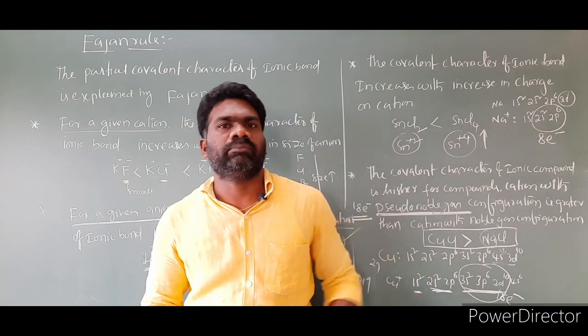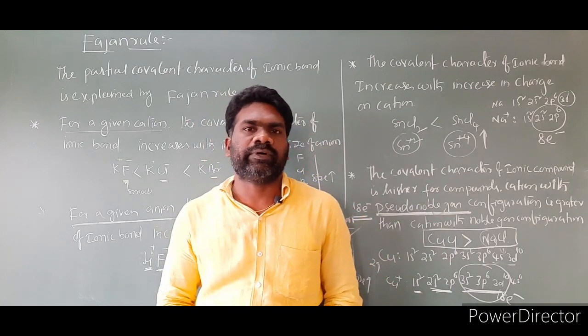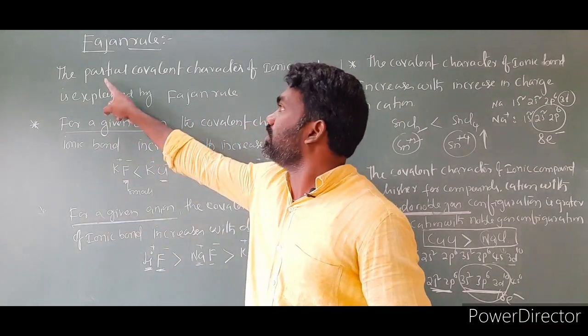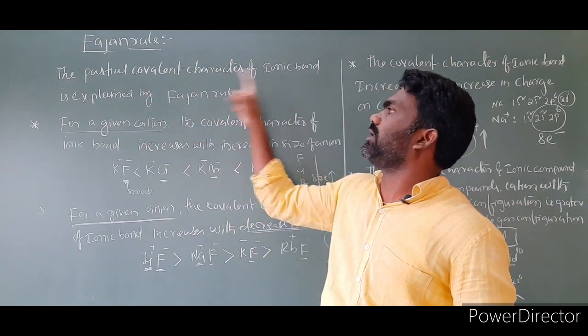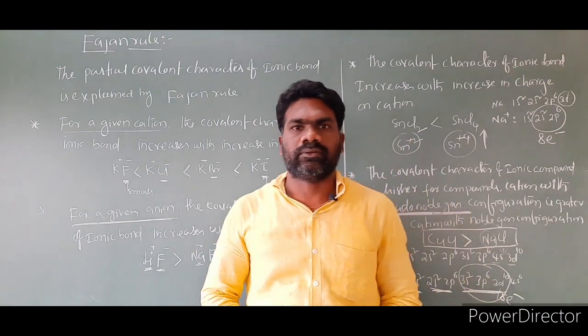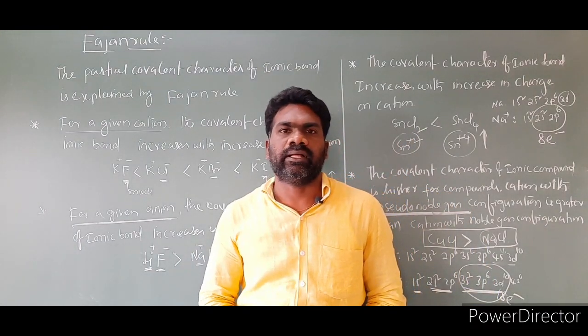This is rule number 4. So these are the Fajans rules. The Fajans rules explain the partial covalent character of ionic bonds. Next class I will come with another topic.